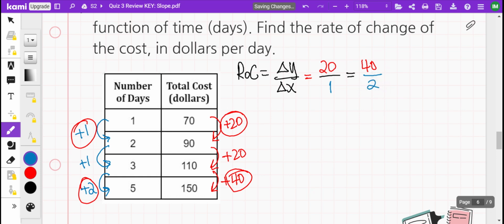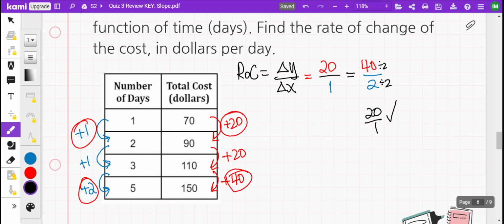Now, I need to make sure that these are the same. So 20 over 1, is that the same thing as 40 over 2? Well, does 2 go into 40? Yes, it does. So I could simplify this and get 20 over 1. So in this case, they are the same. So my rate of change is 20 over 1.